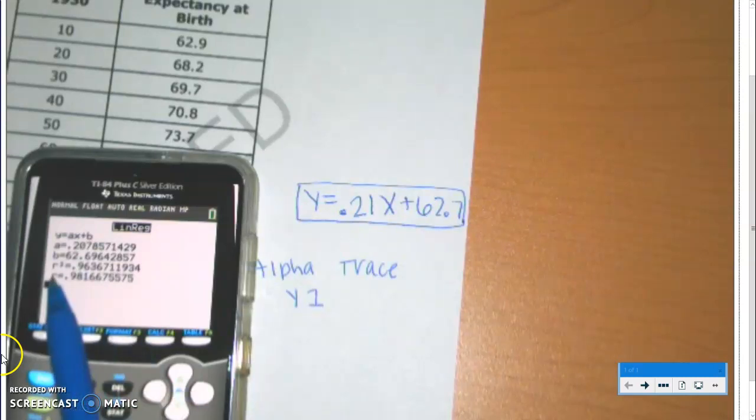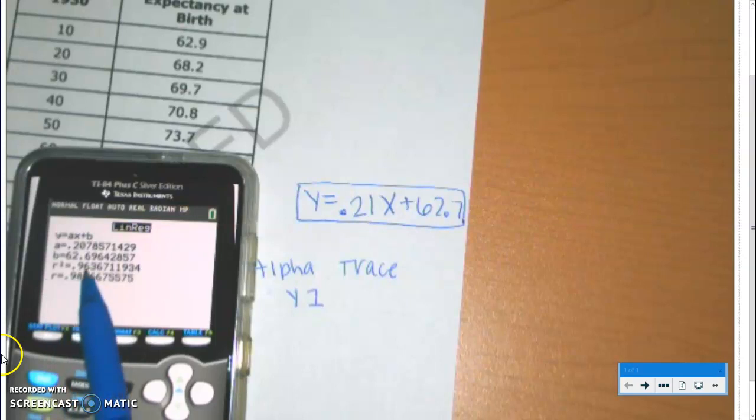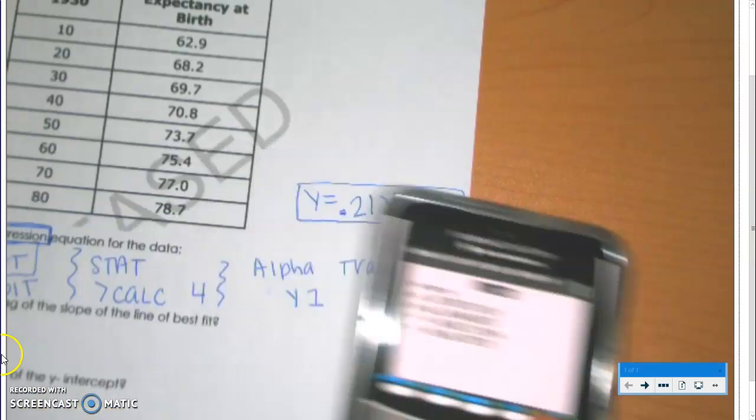The R squared number that's there, and the R, that's how you would answer a question about the correlation. So I don't know that that's going to come up today, but since this says 0.98, anything close to 1 is really good. So this would have a really good correlation because 0.98 is close to 1.